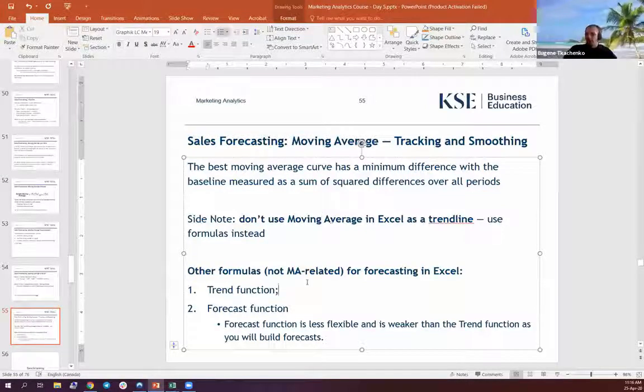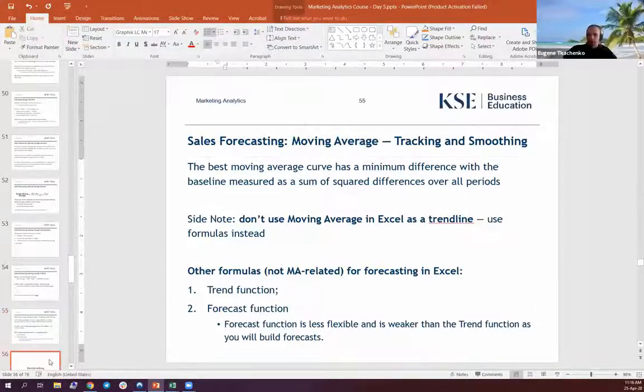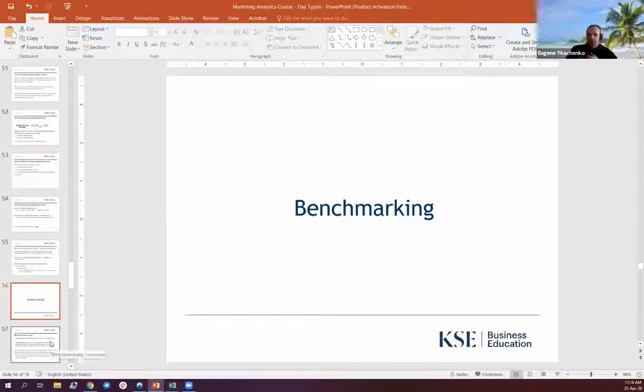Also, you may want to try using trend functions, not the actual line, and the forecast function in Excel. Those are available, but just a side note, forecast function is less flexible and weaker than trend function. So it all comes to the way and the specifications this function is built on. So just something to think about. Any questions before we move to benchmarking? Again, this part is more about you guys thinking, considering, and being willing to build based on your particular business case and the particular scenario you're operating under.